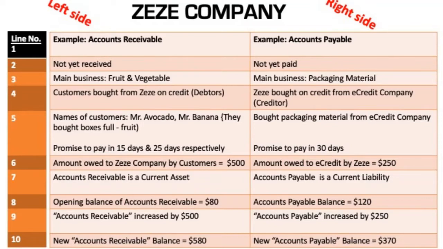So customers, because they owe Zeze Company, probably they will pay at a later date, according to the agreement of the company and the customers. So these customers are owing the company, and whatever they owe the company is an asset to the company, and that is recorded under accounts receivable.